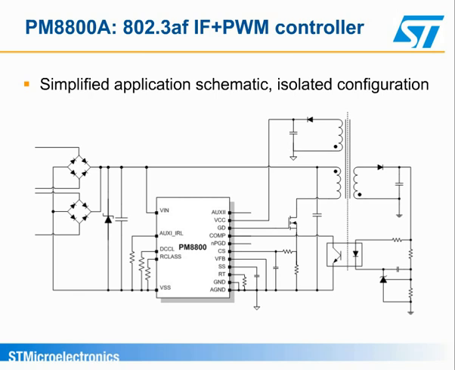The PM8800A is able to withstand transient voltages up to 100 volts without any damage. This technological feature is important when selecting a PoE-powered device. Pins on the left side of the PM8800A are related to the powered device interface, while the ones on the right are related to the DC to DC section.